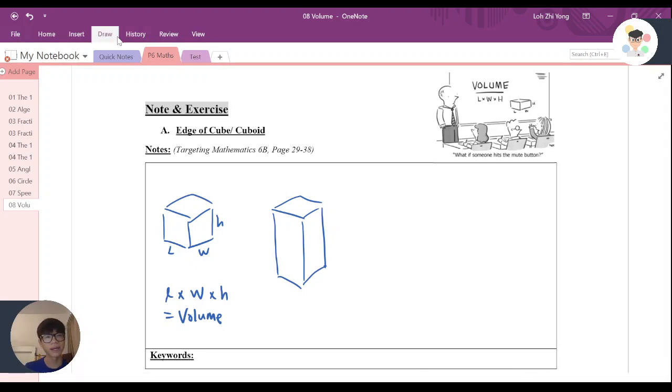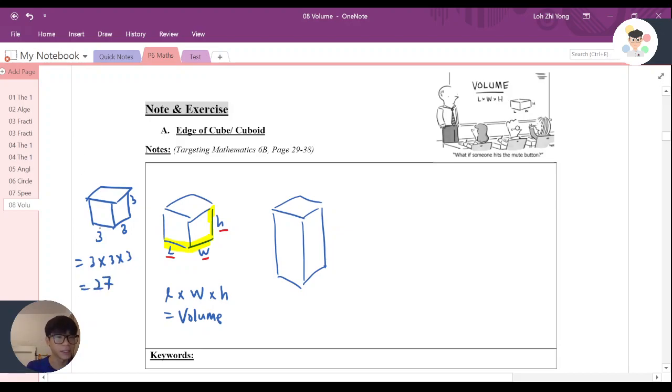However, sometimes it might ask for the edge, meaning either one of these, here, or here, or here, either one. And in this case, you need to always understand that it is actually the same. LWH is the same. Let me do a quick example. I have a cube here. Here is 3, here is 3, here is 3. So I know it's 3 times 3 times 3, which is equal to 27.